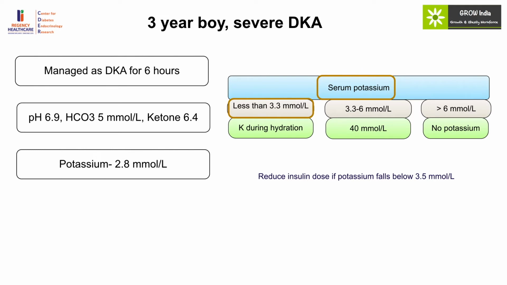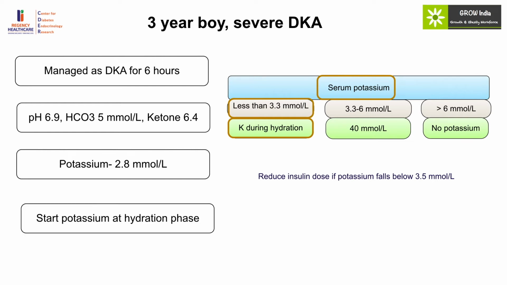If we start insulin infusion in this child, he will go into severe hypokalemia and may even cause cardiac arrhythmia. So in a peripherally managed child with a potassium of 2.8, one needs to basically start potassium in the hydration phase at 20 millimoles per liter, and only when the potassium levels are going above 3.3 or 3.5, one needs to really start insulin at that point of time.